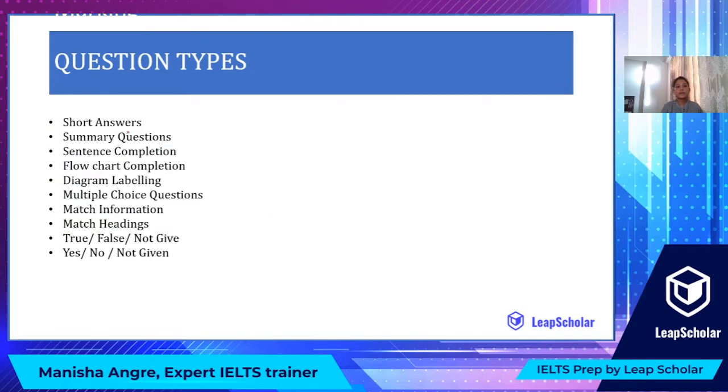These question types are short answers, summary questions, and sentence completion. Summary questions may require you to understand the gist of the passage, whereas short answers and sentence completion will require good scanning techniques. Flowchart completion, where the information from the passage is paraphrased in order to form a flowchart. Diagram labeling can be quite easy and interesting. Multiple choice questions, wherein you get 2 to 3 options or maybe sometimes 4 options. You need to select the correct answer for the question that you have received.